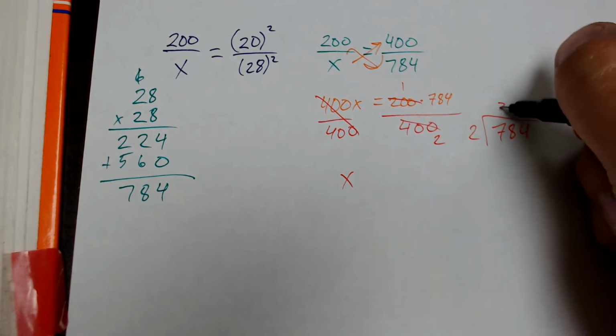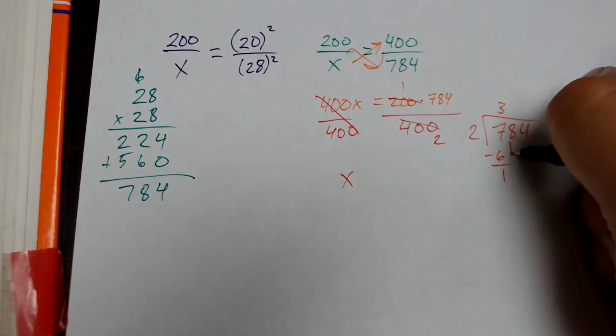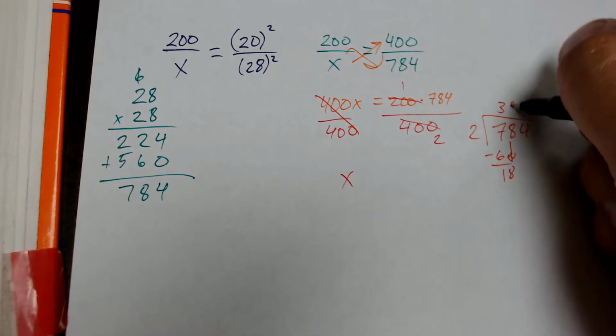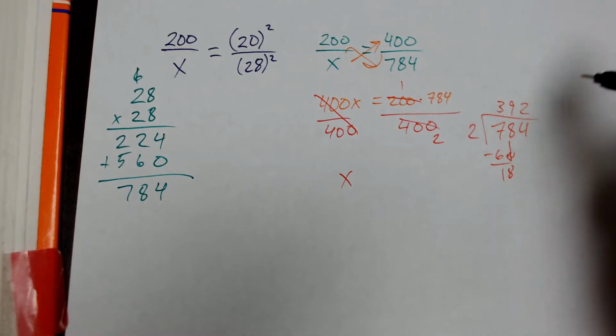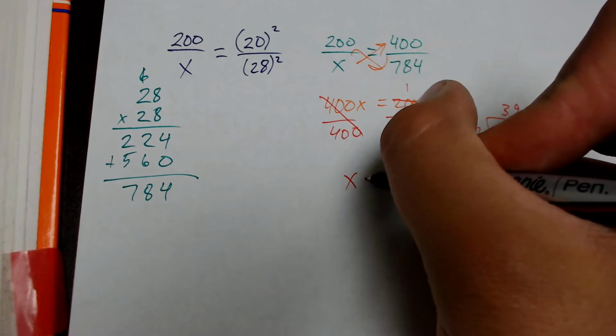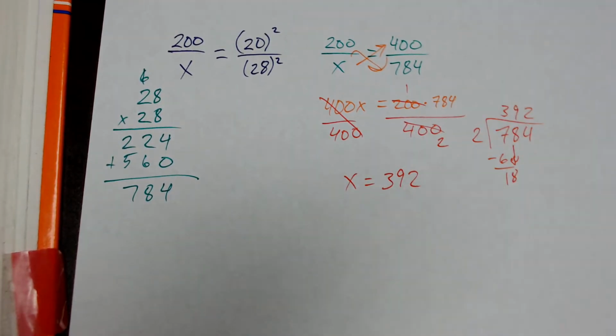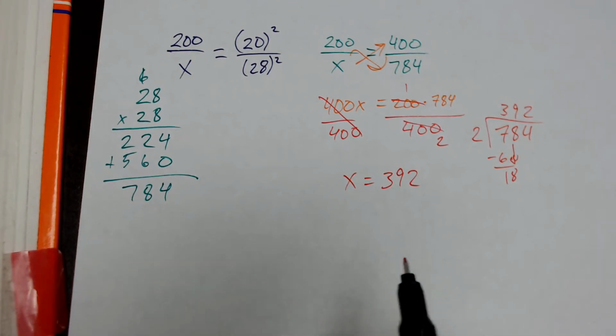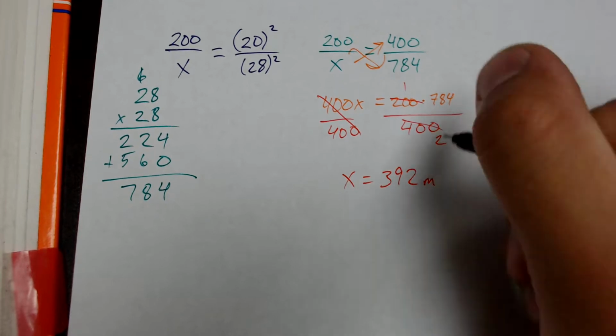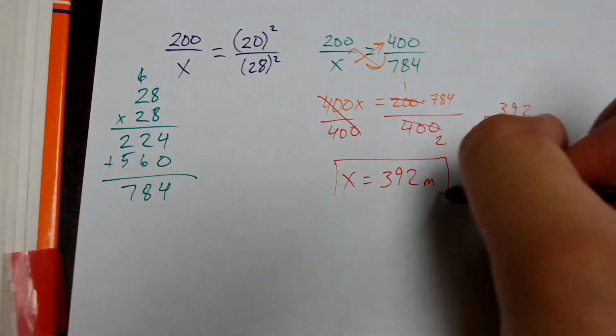2 goes into 7 3 times. 2 goes into 18 9 times, and then 2 goes into 4 2 times. So 392. x equals 392. And we're doing this for distance, which was meters. So 392 meters. And that is our final answer.